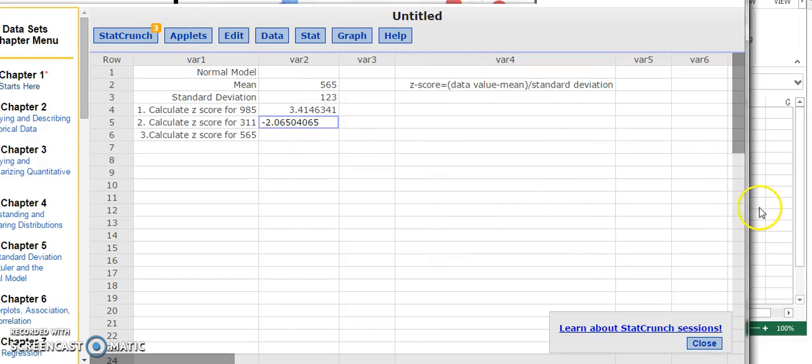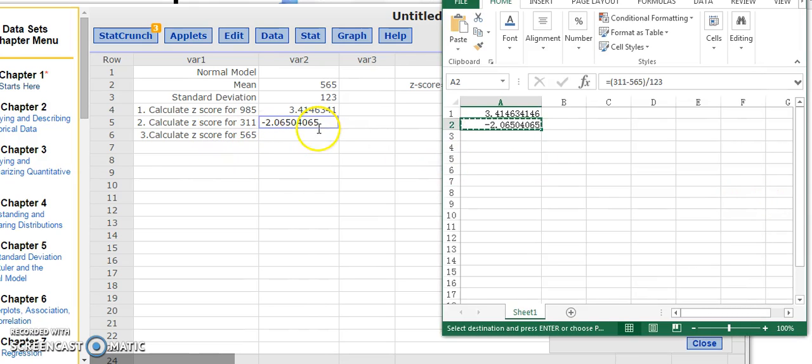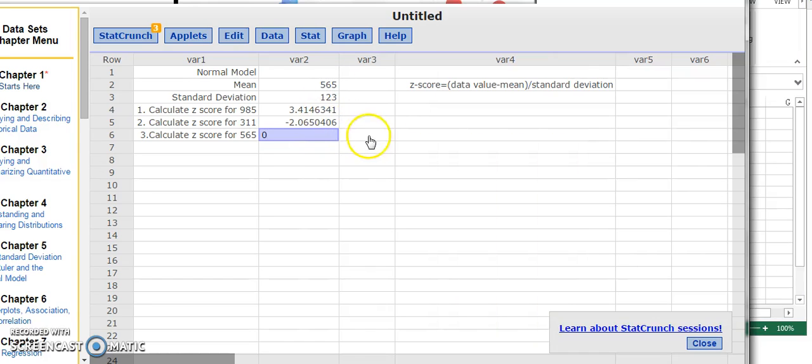And then we're calculating the z-score for 565. You might already know that this is equal to 0, because 565 is the data value, minus the mean 565, can be 0. 0 divided by anything is still 0, right? Divided by 123, yes, just as what we expect. So here we got the z-scores.